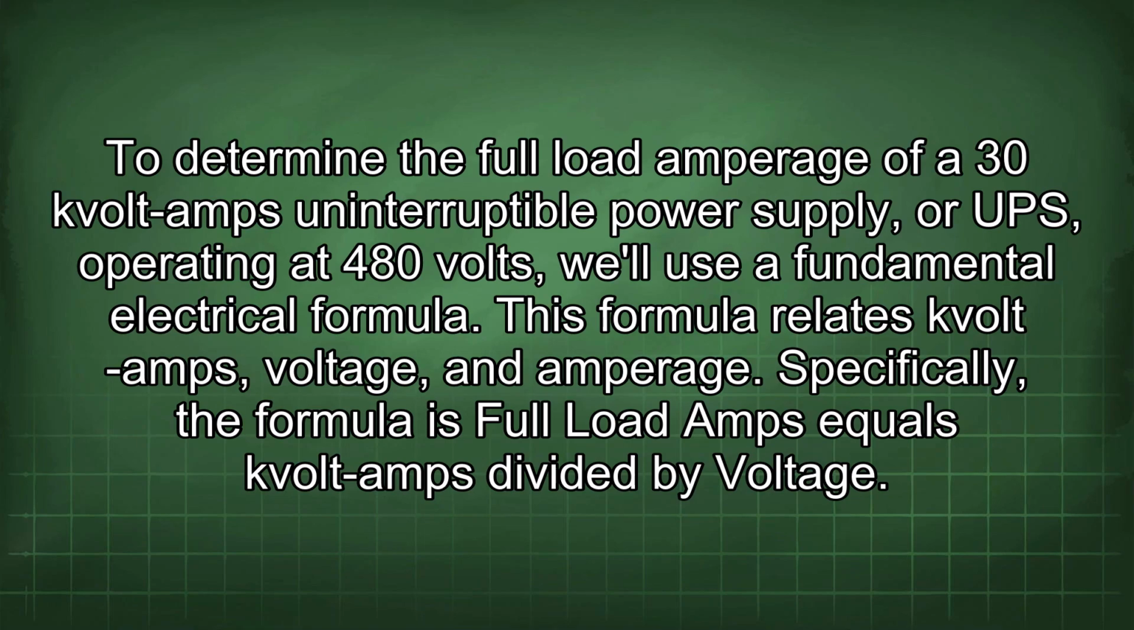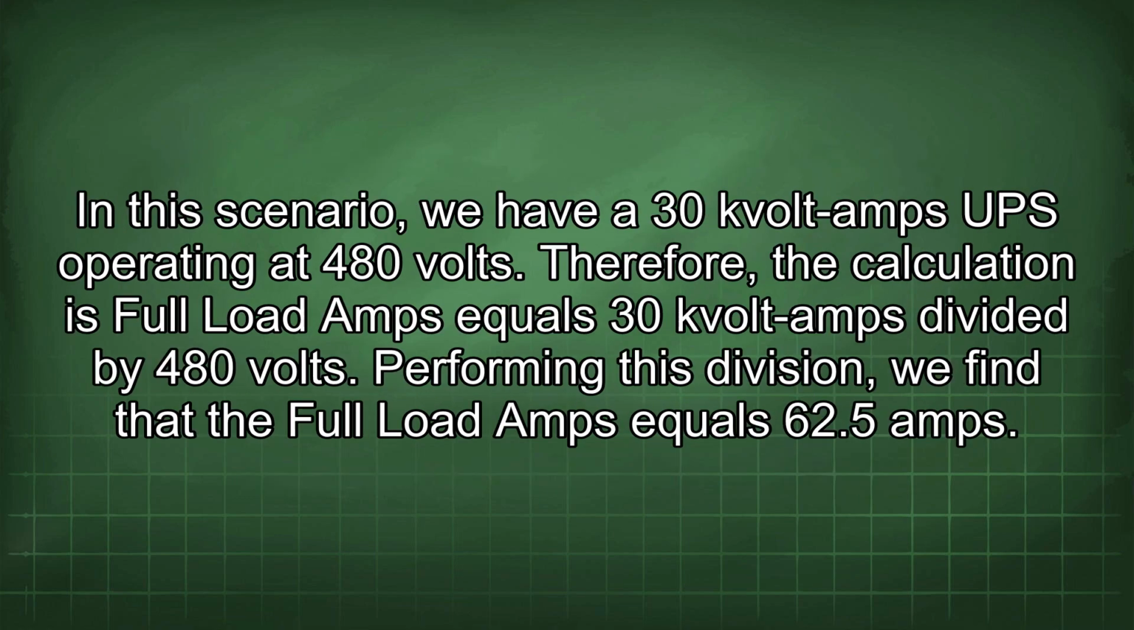To determine the full load amperage of a 30 kVA uninterruptible power supply, or UPS, operating at 480 volts, we'll use a fundamental electrical formula. This formula relates kVA, voltage, and amperage. Specifically, full load amps equals kVA divided by voltage. In this scenario, we have a 30 kVA UPS operating at 480 volts.